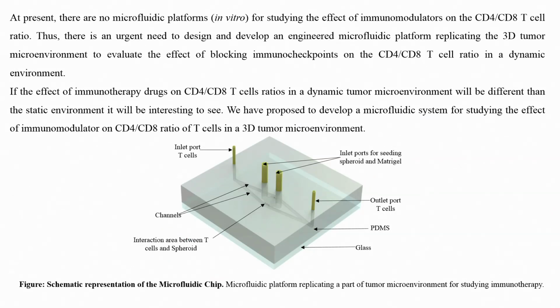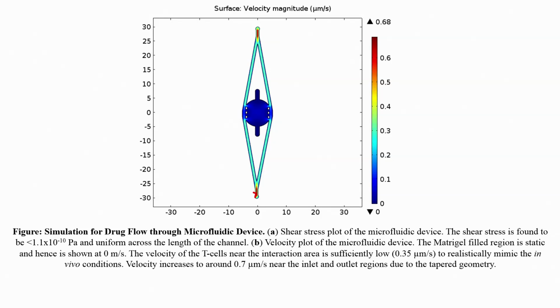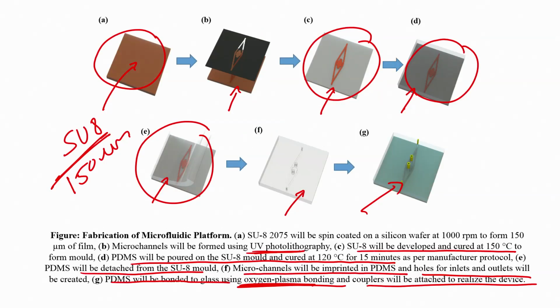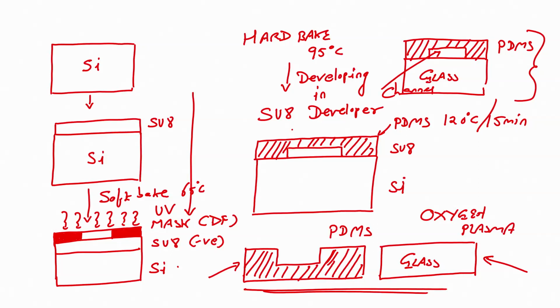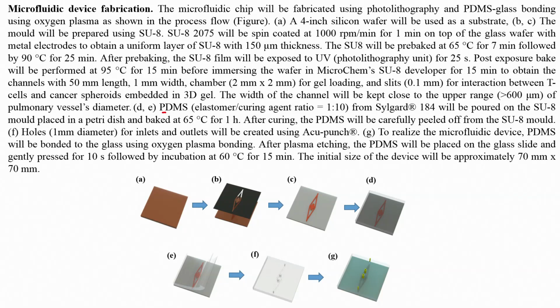What kind of microfluidic chip we can design, what kind of simulations we can do, right. We can do shear stress, we can do velocity, and I have shown you the velocity plot in this particular module. How we can fabricate this device using a single mask step, how you can design the channel, what the process flow for device fabrication is, right, and then we have seen how the microfluidic chip can be utilized for understanding the effect of anti-PD-1, that is our immunomodulator, right.